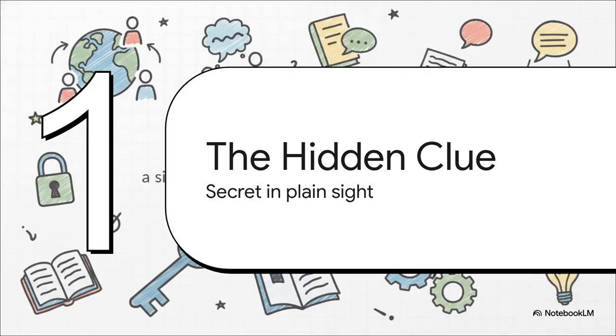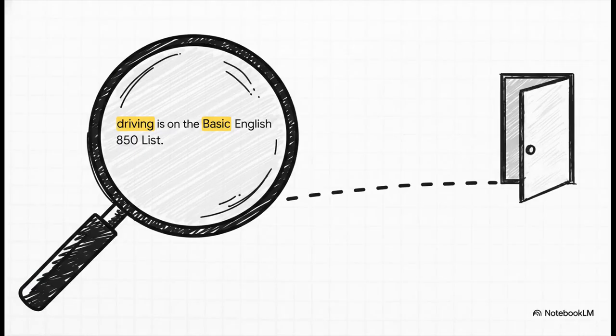All right, so where is this secret? Let's zoom in a little. It's kind of tucked away, not in the main definition, but down in the details. You know, the kind of stuff most of us would just scroll right past, but for us, this little note, it's everything. And there it is. Driving is on the Basic English 850 list.